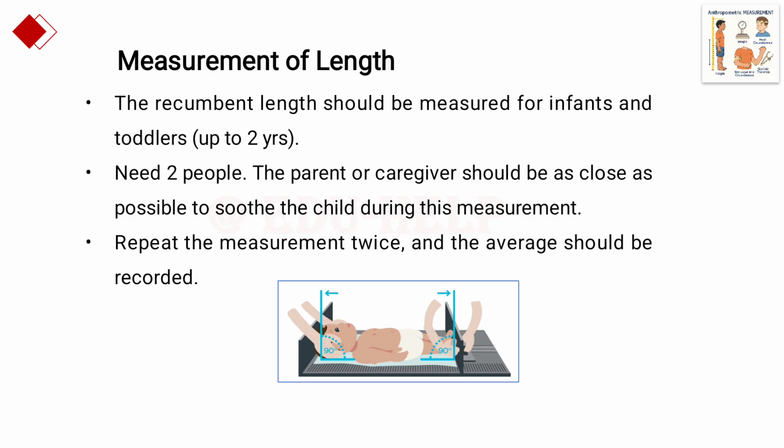First, measurement of length. I will cover measurement of length for a child who is up to 2 years of age. The recumbent length should be measured for these infants and toddlers who are up to 2 years of age. We need 2 people. The parents or caregiver should be as close as possible to soothe the child during this measurement. We should repeat the measurement twice and the average value should be recorded.